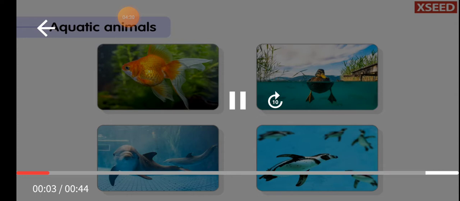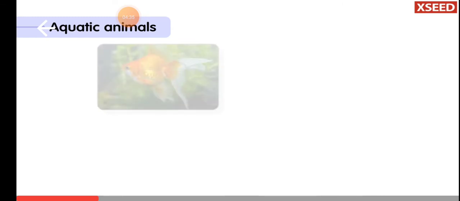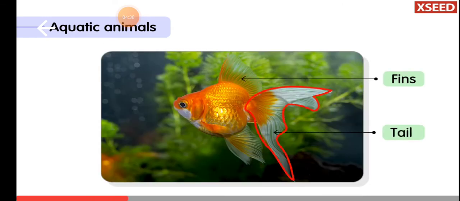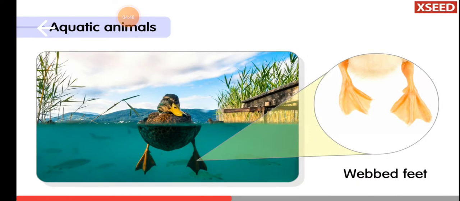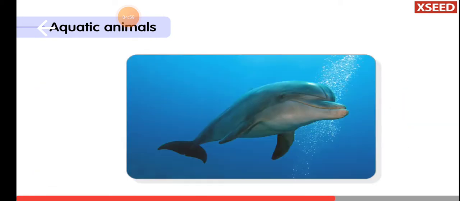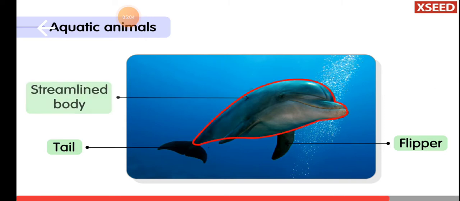Aquatic animals have special features that help them survive in water. Fins and tail help them to swim. Gills help them breathe. Scales protect the fish from injuries. Webbed feet help animals like ducks and penguins to swim when they search for food in water. Flippers and tail help the dolphin to swim. A streamlined body helps in easy movement.